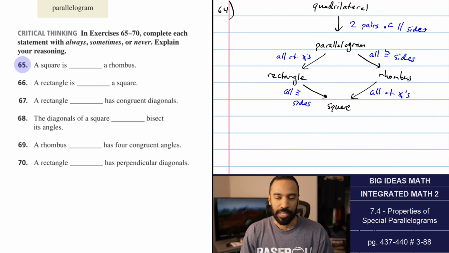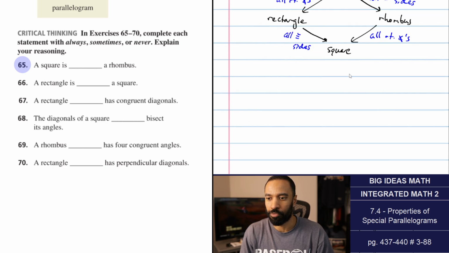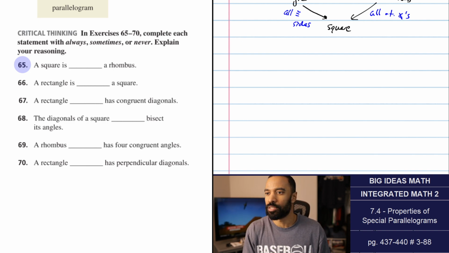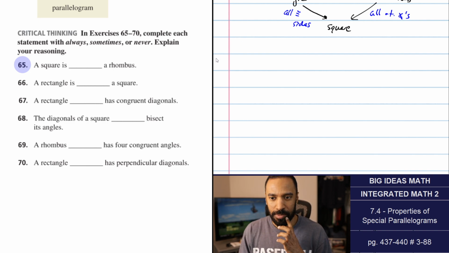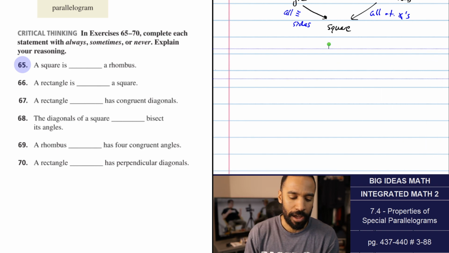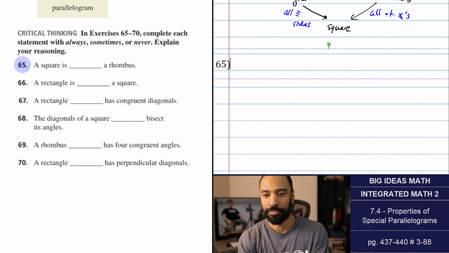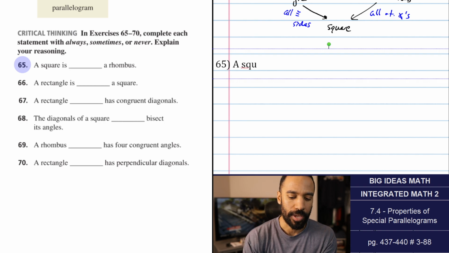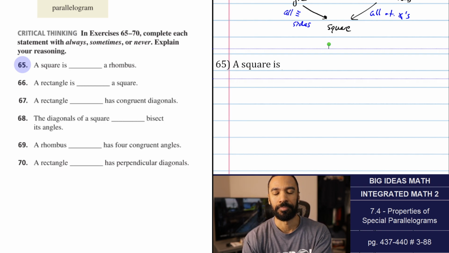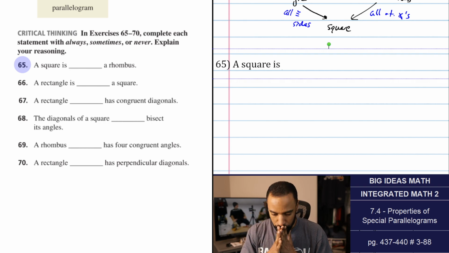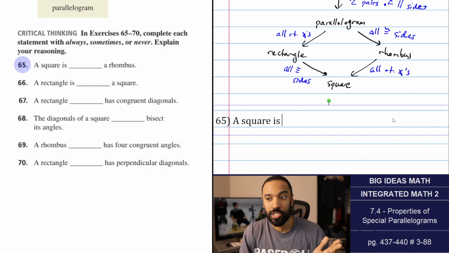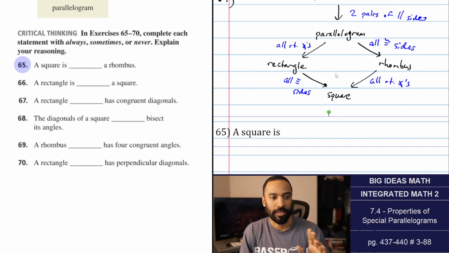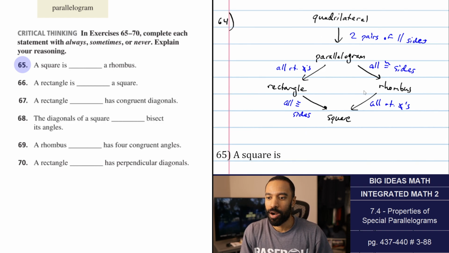All right, 65 to 70. They do say explain your reasoning, but hopefully these are kind of quicker ones based off what we can do. I want to try and type these ones because that seemed to work pretty well, and I want to try and do that more often when it's ones like this. So 65, because then I'll write out the sentence. A square is blank or rhombus. These are great kinds of questions. Always, sometimes, never. Number 64 is going to be really good for this. At least for the first two questions, a square is always a rhombus.